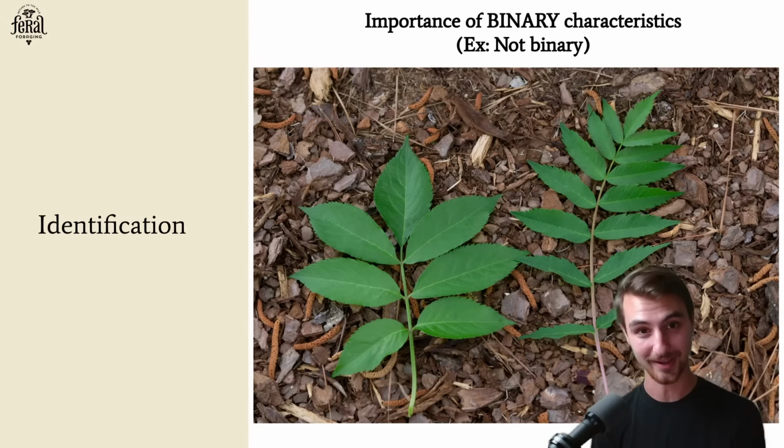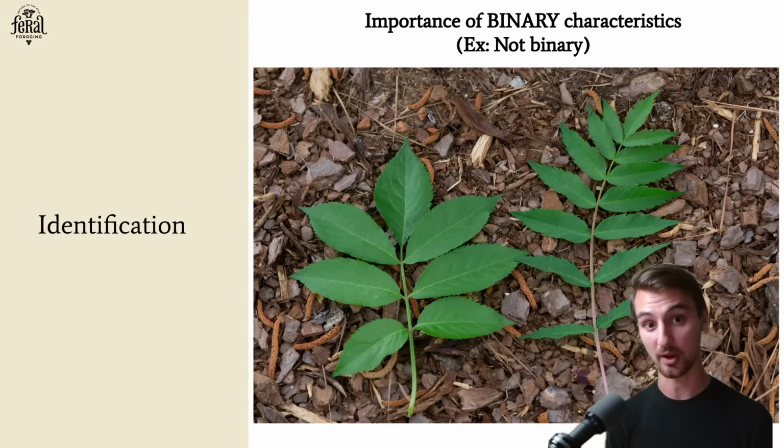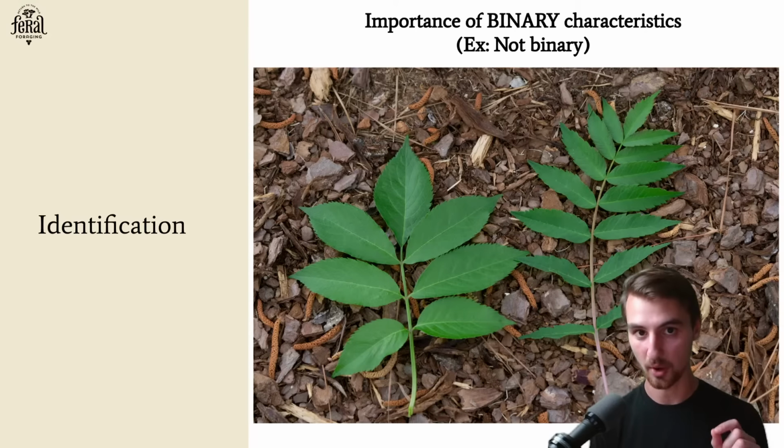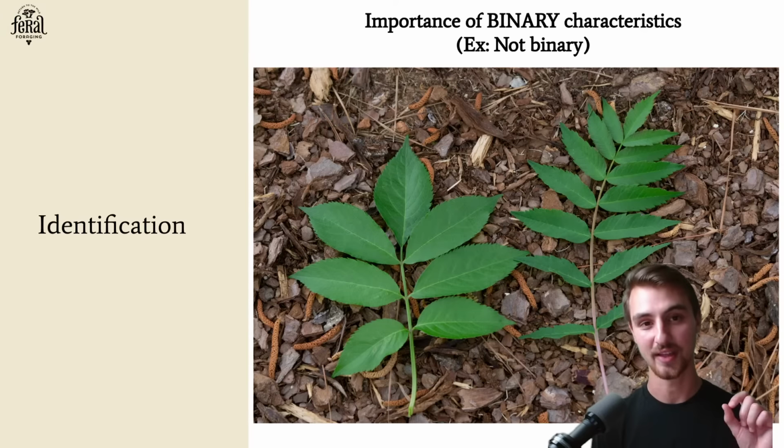But I'll tell you what is a binary characteristic to distinguish elderberry from sumac if you wanted to. Elderberry has leaves that are opposite each other, and sumac has leaves that are alternating. That's one of the most important characteristics with plants that you should know first thing.